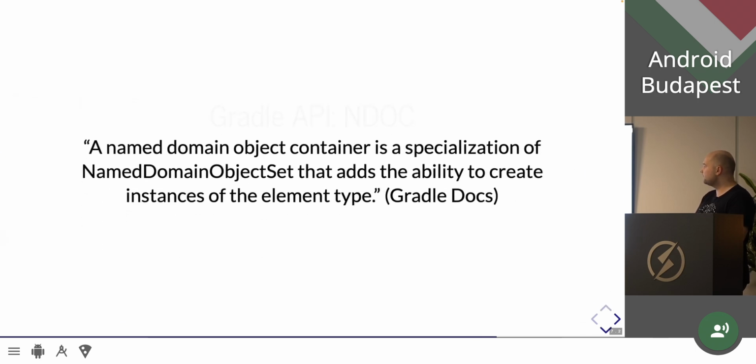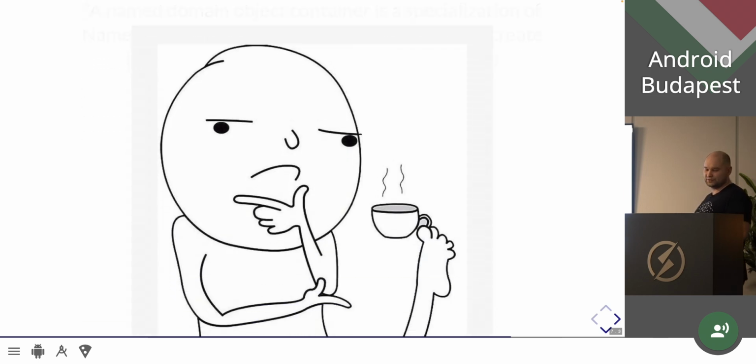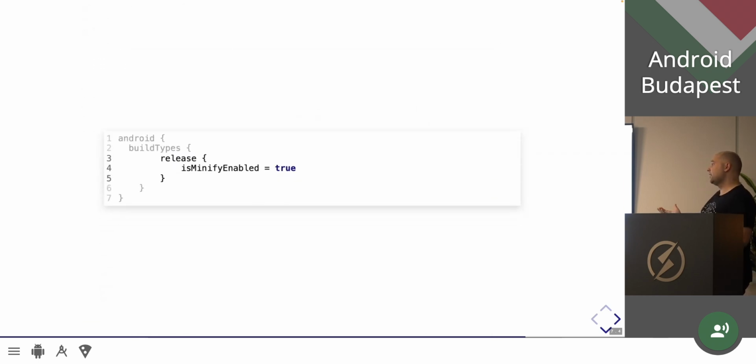So remember me speaking about NamedDomainObjectSet. It's very overloaded, very complex to understand, but its idea is as simple as with extensions: you type the word release, and behind the scenes it's just a string. And to make an association between the word release and the type that you configure, Gradle came up with NamedDomainObjectSet.